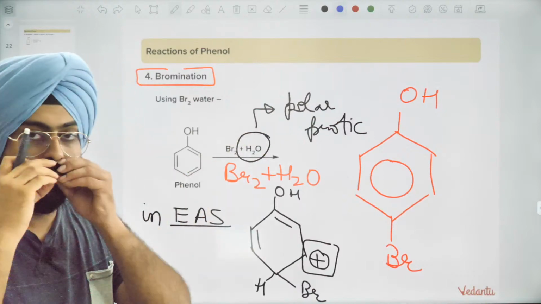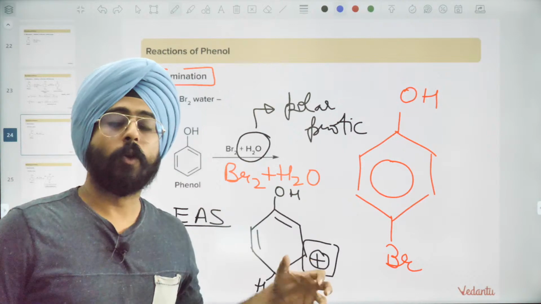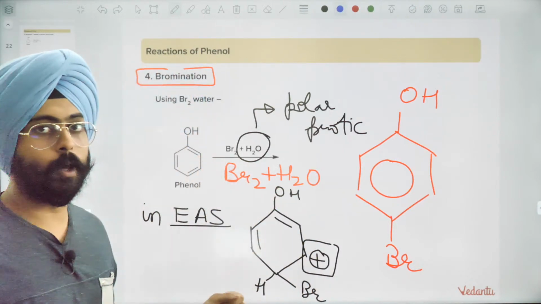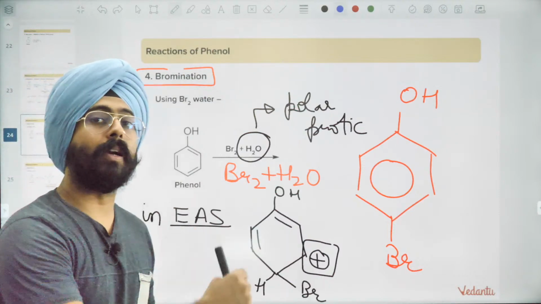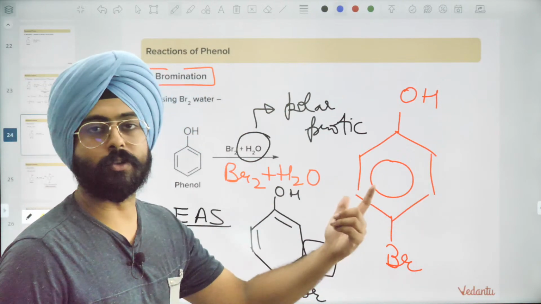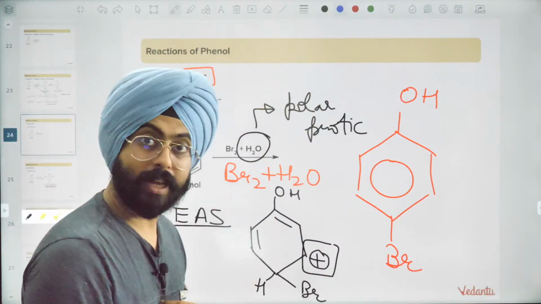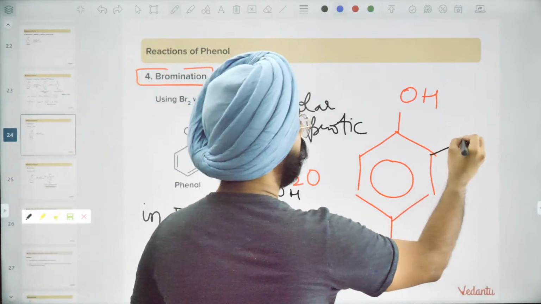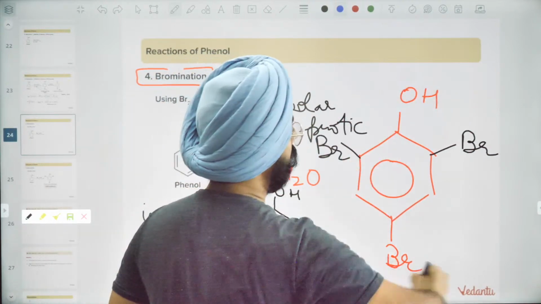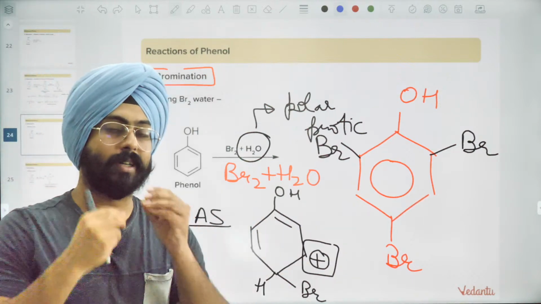Isn't it? Polar protic solvent will stabilize the carbocation. So when you throw this thing in water with bromine, what is possible is multiple bromination, because no matter how many carbocations you generate, it will be stabilized by water. पानी की वजह से वो stabilize हो जाएगा. So over here you can actually create tribromophenol with this reaction.